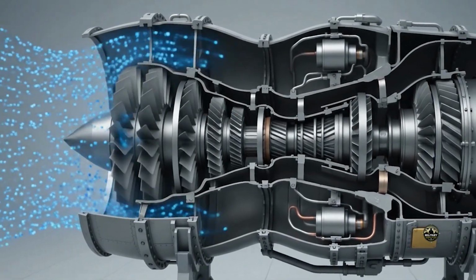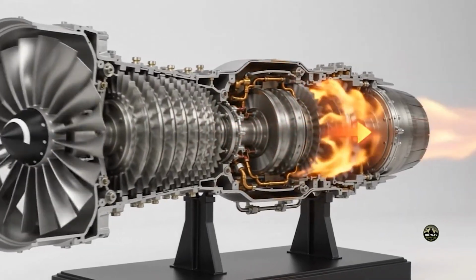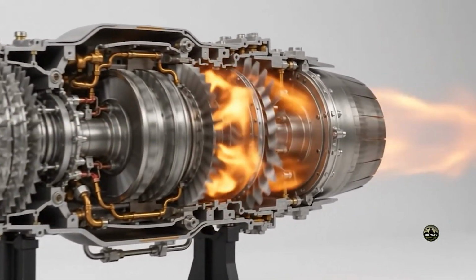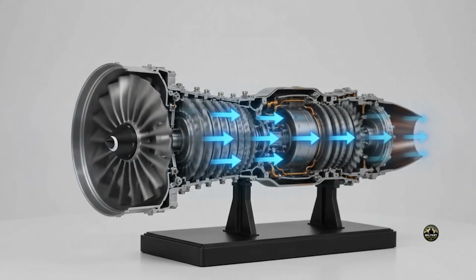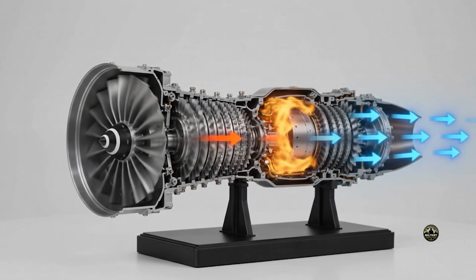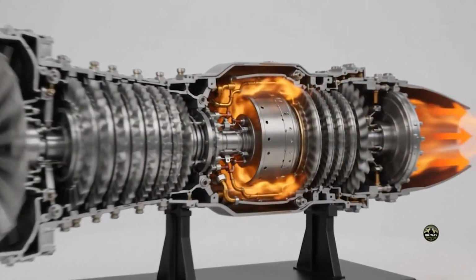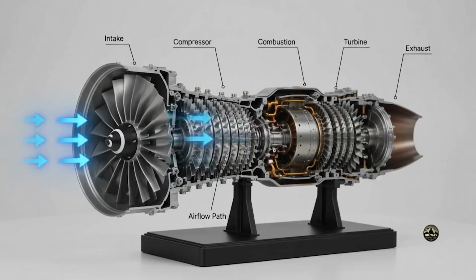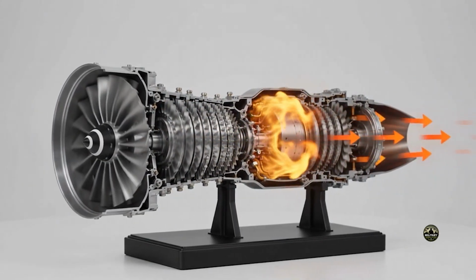And the process never stops. Air enters, gets compressed, fuel burns, gases spin the turbine, and the exhaust leaves the engine continuously. So the complete energy flow is simple. Intake brings in air, compression raises its pressure, combustion adds energy, and the turbine and exhaust complete the cycle. Remember the 4 stages: intake, compression, combustion, and exhaust. Together, they transform fuel energy into a high-speed airflow that produces thrust.